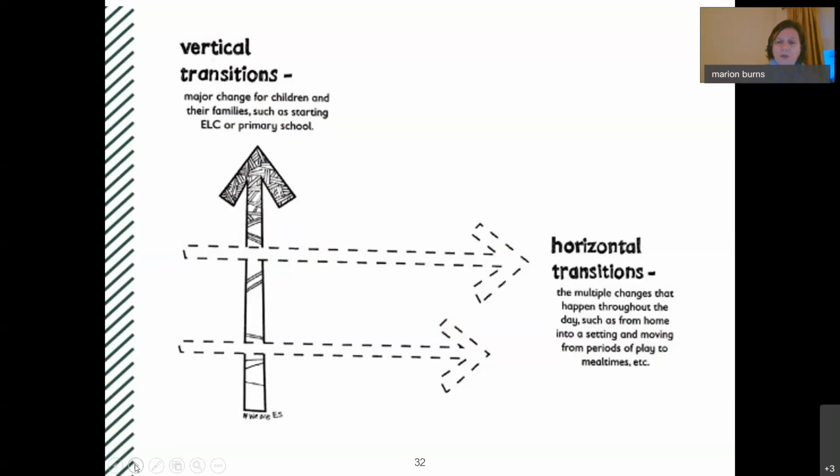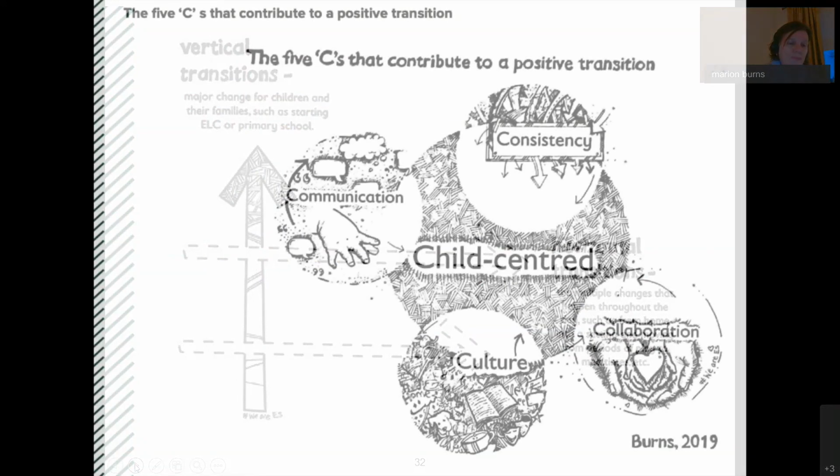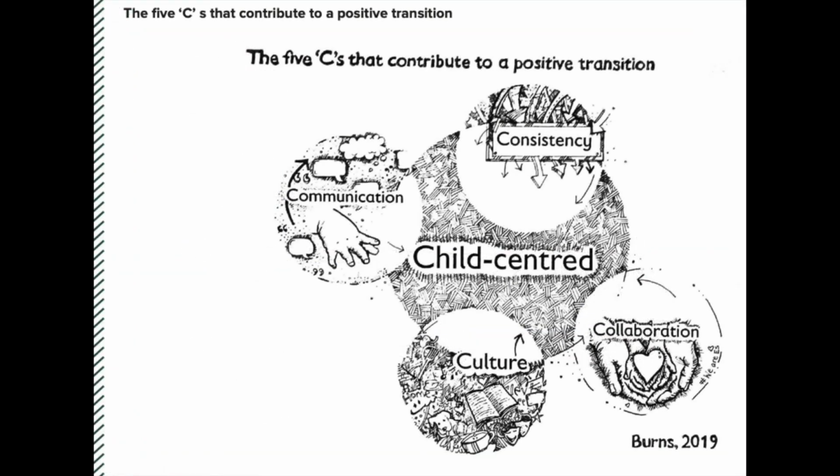Horizontal transitions, on the other hand, are the multiple transitions that happen throughout the day, such as moving from home into a setting and moving from periods of play to meal times, or even going home. It illustrates the 5 C's, which emerged from a small-scale qualitative study that explored the transition experiences of a group of children in their year before starting school. The 5 C's are seen as important in contributing to and securing a positive transition.